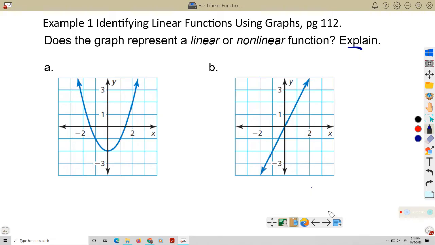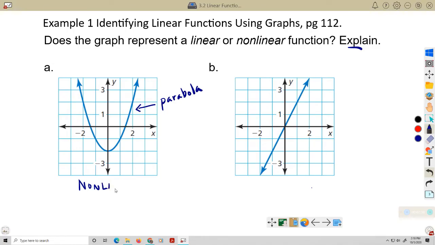Hey, there you are. We're going to go through example 1 here from the book, in which we were asked the question, does the graph represent a linear or nonlinear function? Well, for example A, we've got this curve here. And you'll learn in the future that this curve is called a parabola. Look at that. Bonus content for you guys. A parabola. It's this curve. And that is not a straight line. So this is nonlinear.